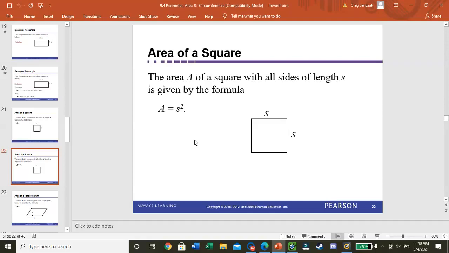So the area of a square is side squared. Now you could use length times width, but you're only going to be given one side, right? So if it's 2, you could say 2 times 2, or just say 2 squared.